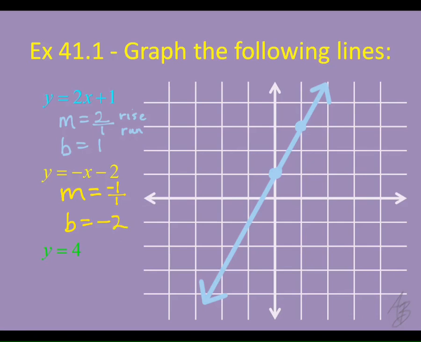And what's the y-intercept going to be here? -2. What should I do first, the y-intercept or the slope? Does it matter? Yes. We don't know where the slope goes until we have a starting point, so we'll do the -2 here. Where is that -2 going to go? 0, -2 right there. And then down 1 and right 1, and we get another point right there.